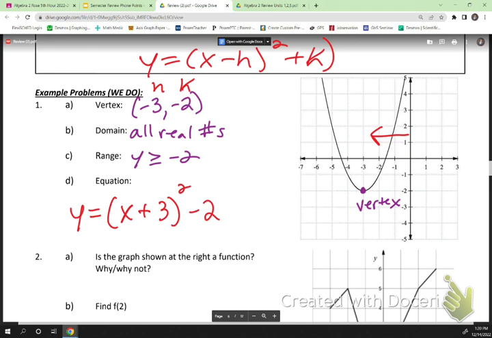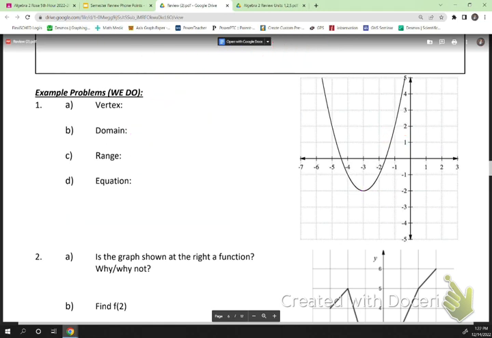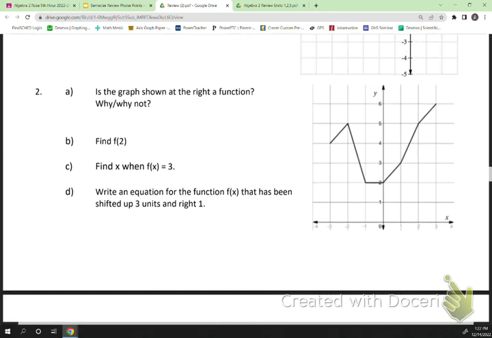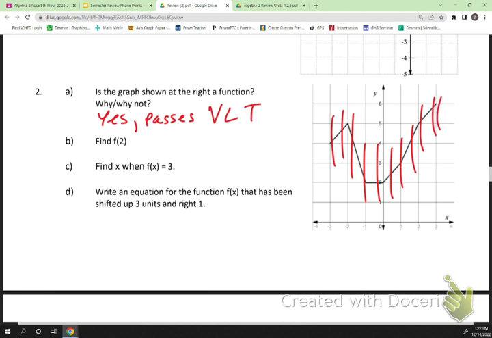Questions about example 1? All right, let's try the next one. Is the graph showing it right a function? Why or why not? Is this a function? Does it pass our vertical line test? Yeah. It does. This passes the vertical line test. I could draw lines through all of this, and the line would touch the graph once.